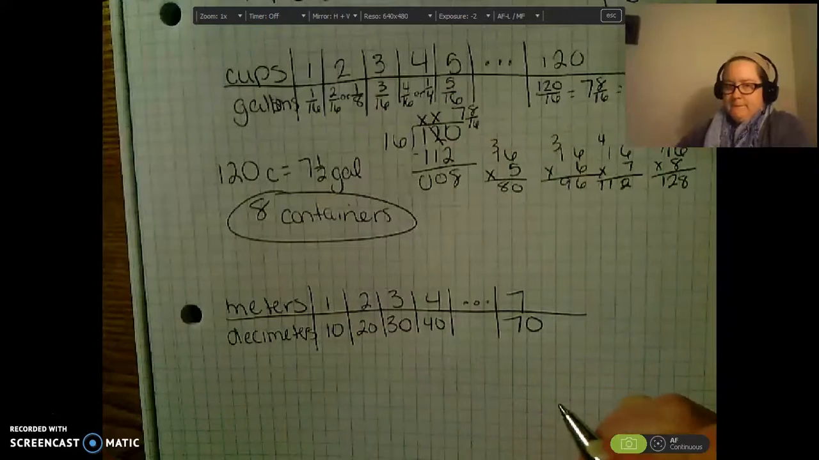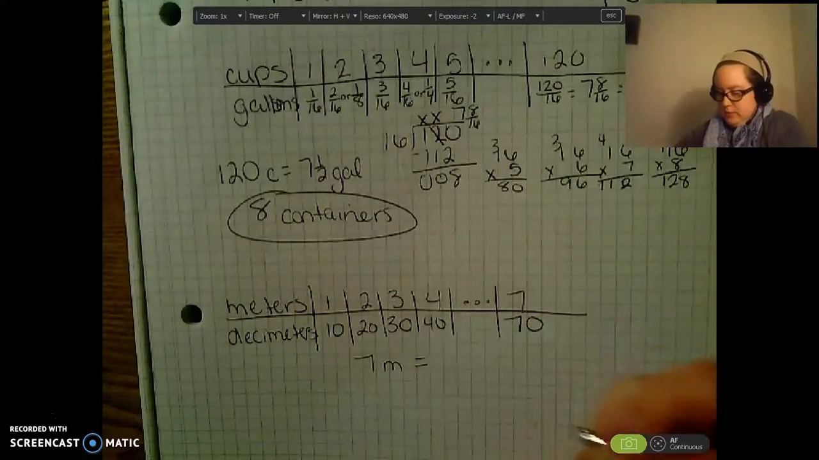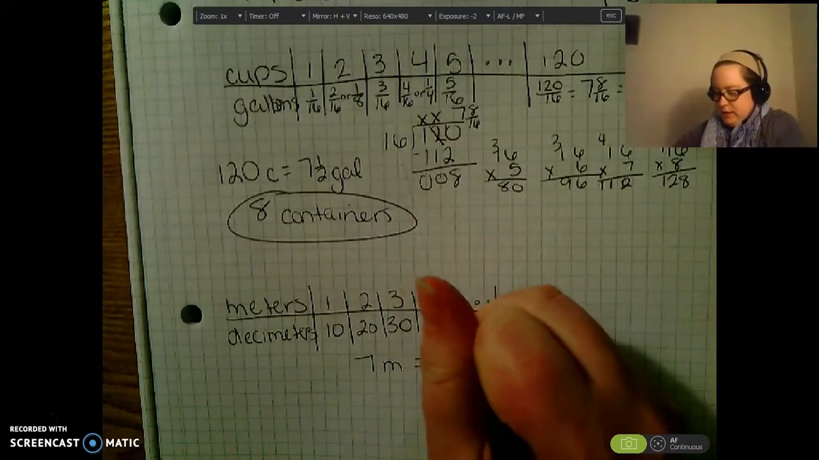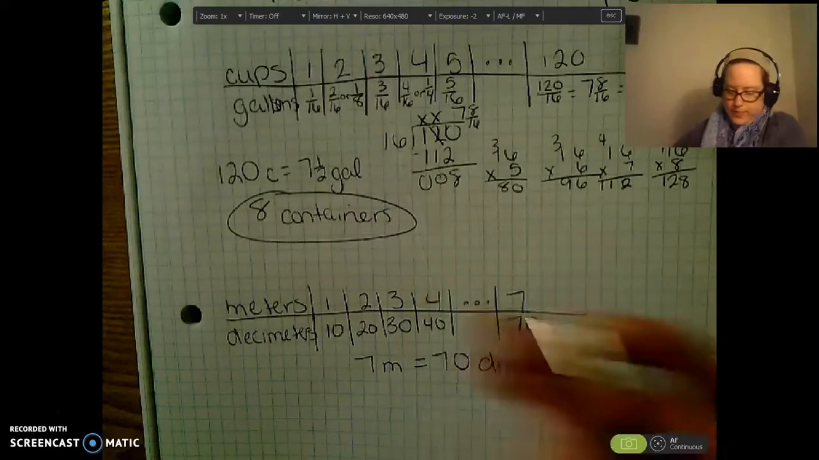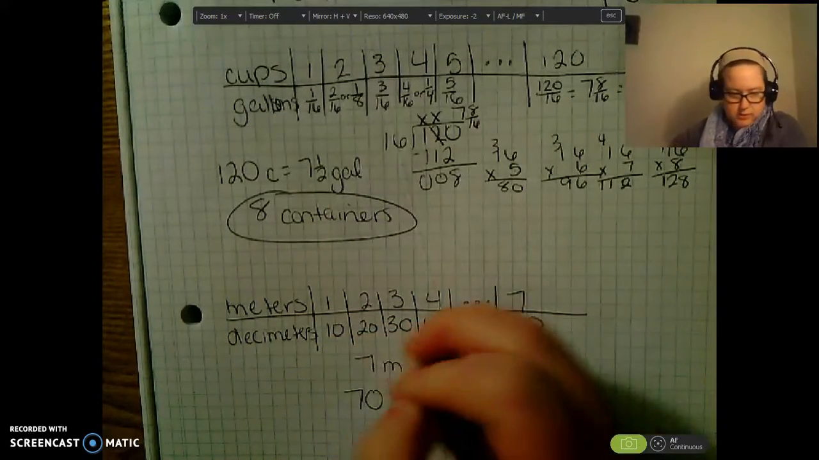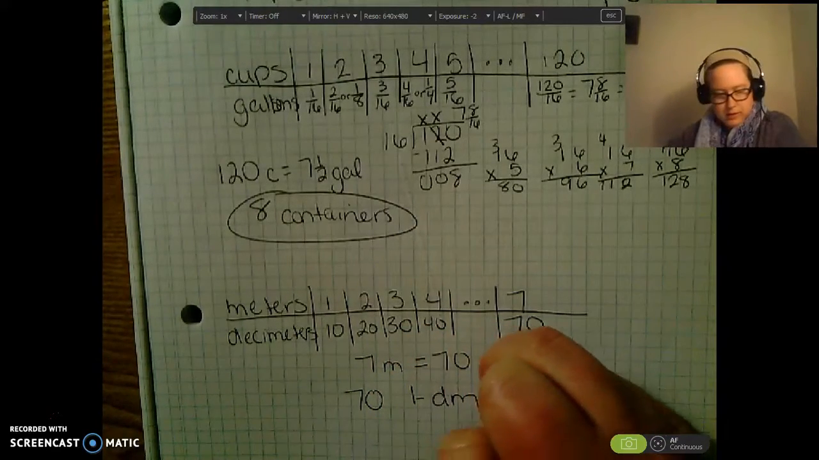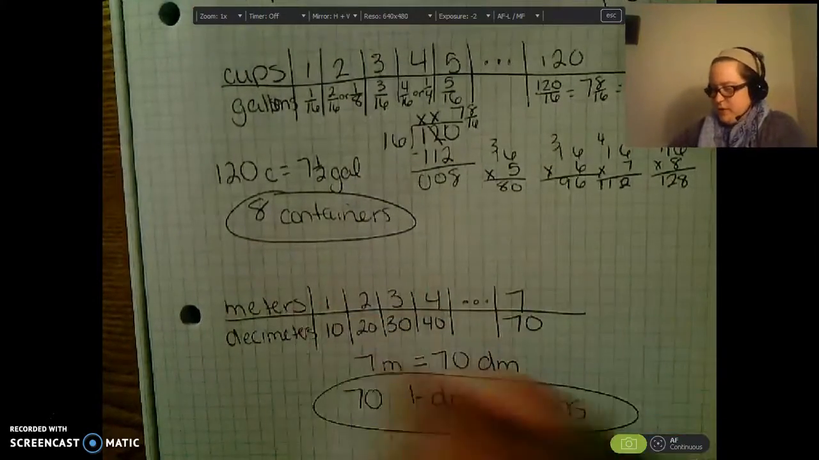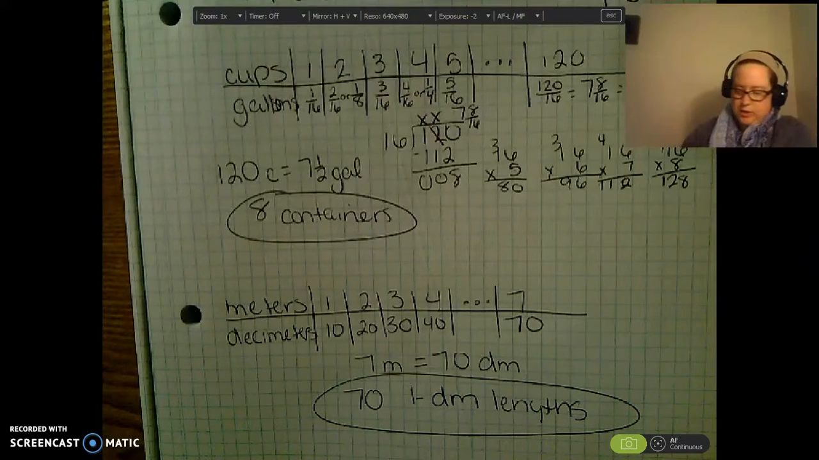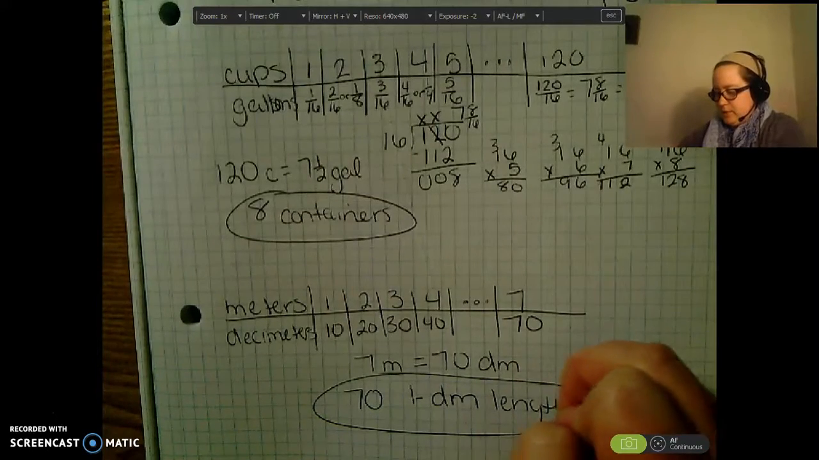Okay? So 7 meters equals 70 decimeters. So 71 decimeter lengths is your answer, because you're trying to figure out how many strips she could cut. So 71 decimeter length strips.